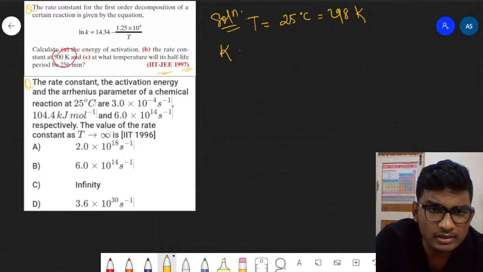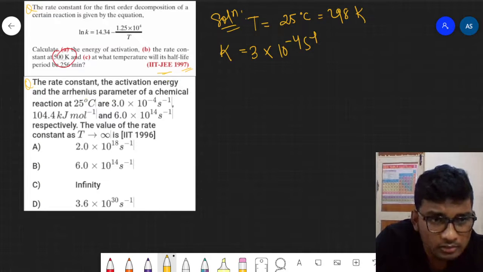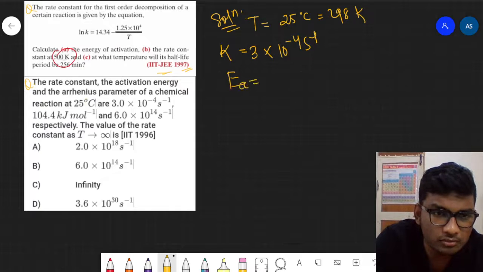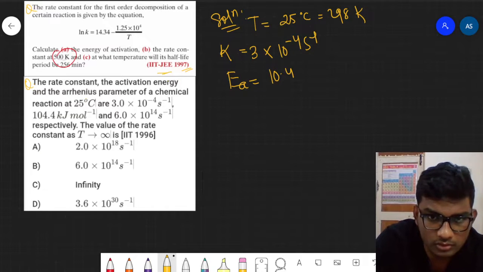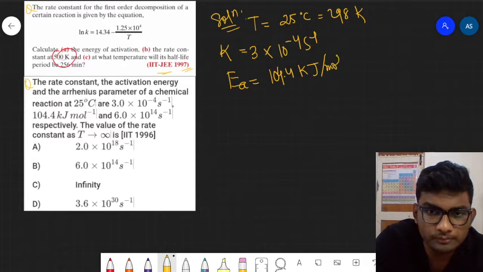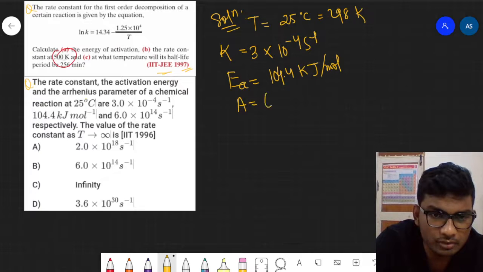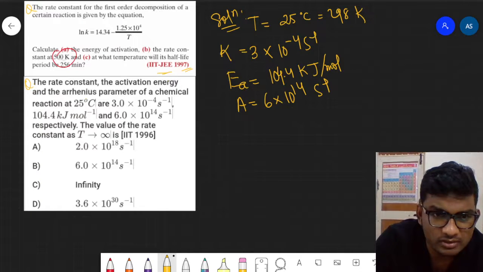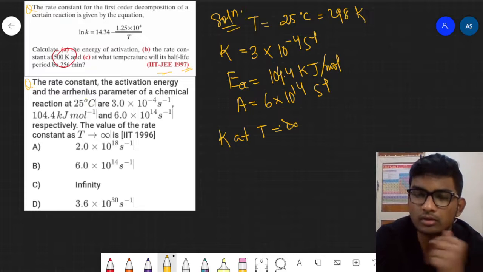The rate constant K is equal to 3 into 10 to the power minus 4 second inverse. Then the activation energy EA is 104.4 kilojoule per mole. Then the Arrhenius parameter is 6 into 10 to the power 14 second inverse, respectively. It is asking you what is the K at T equal to infinity, when T is equal to infinite.